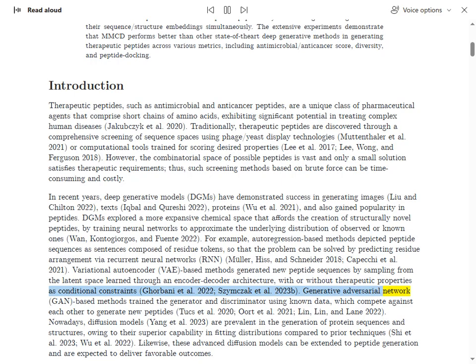Generative Adversarial Network, GAN, based methods train the generator and discriminator using known data, which compete against each other to generate new peptides, Tux et al. 2020, Ort et al. 2021, Lin, and Lane 2022. Nowadays, diffusion models are prevalent in the generation of protein sequences and structures, owing to their superior capability in fitting distributions compared to prior techniques, Scher et al. 2023, Wu et al. 2022. Likewise, these advanced diffusion models can be extended to peptide generation and are expected to deliver favorable outcomes.